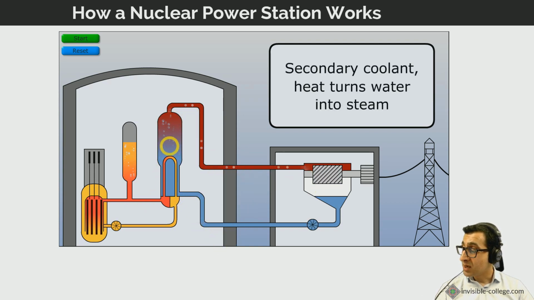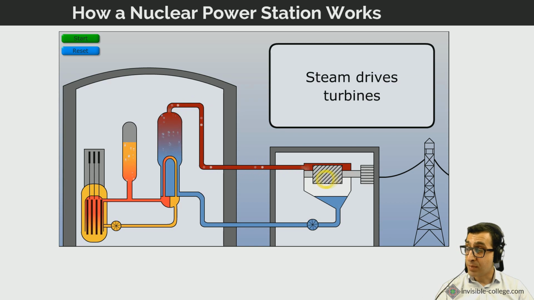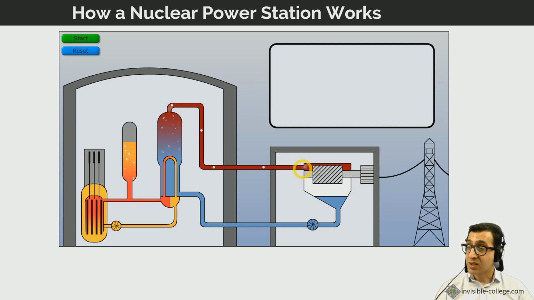That water is boiled to become steam. The steam then passes at high pressure through the blades of a turbine. The turbine turns and drives a generator. The generator converts the kinetic energy into electrical energy. In so doing, the steam is condensed back to a liquid and then recycled to be heated again. And so this is essentially how a nuclear reactor works.